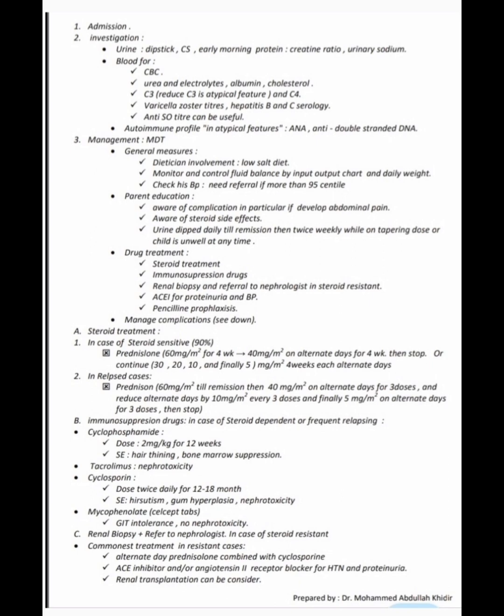Number C, renal biopsy. We do a renal biopsy plus refer to the nephrologist in case of steroid resistance. So when steroid resistant, we do biopsy and refer to the nephrologist. What is the commonest treatment in steroid resistant cases? Alternate day prednisolone combined with cyclosporin, ACE inhibitor and or angiotensin 2 receptor blocker for hypertension and proteinuria. Renal transplantation can be considered.